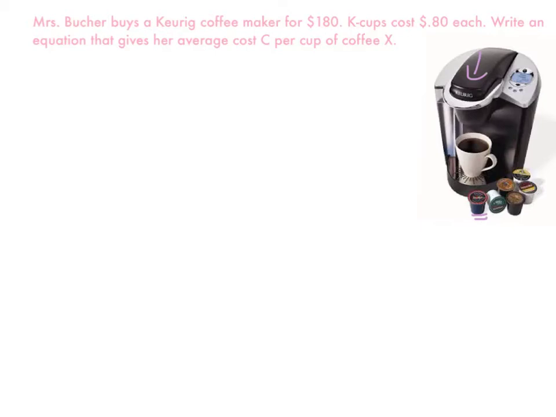So it sounds expensive because $180 is a lot of money for a coffee maker. And then even 80 cents per cup, that's kind of expensive too. But, you know, that's okay. We're going to do this math to figure out if it's worth it. So the equation that gives my average cost per cup of coffee. So you're like, well, it's 80 cents. But it's not because I spent $180 on that coffee maker. So my first cup of coffee cost me $180 plus 80 cents times however many cups I have. So $180.80 for my first cup.